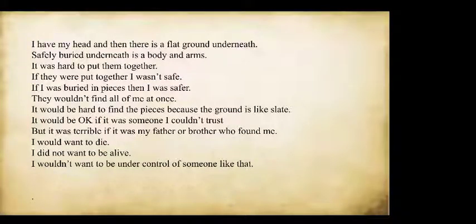I wouldn't want to be under control of somebody like that. So again, this issue of being a puppet on a string, being controlled by somebody else. She was really at the mercy of the people who teased her, who tormented her. She felt like they were pulling her strings or controlling her. And what was her strategy? It was to become disconnected and bury different parts in different places so no person who was going to torment her or control her would find all the pieces at once.